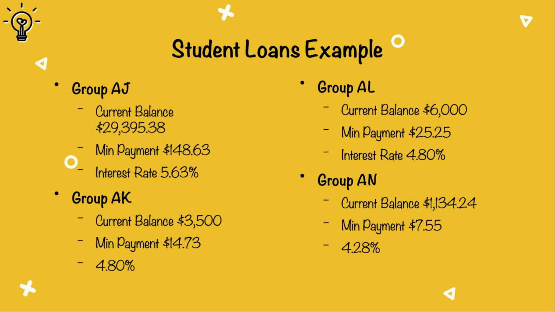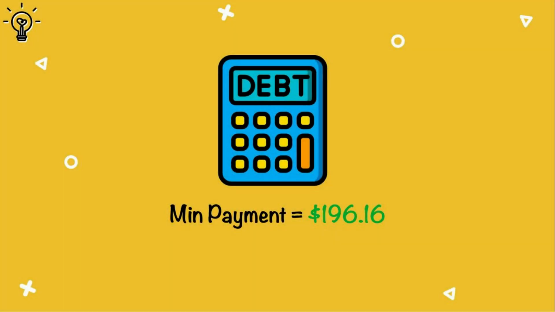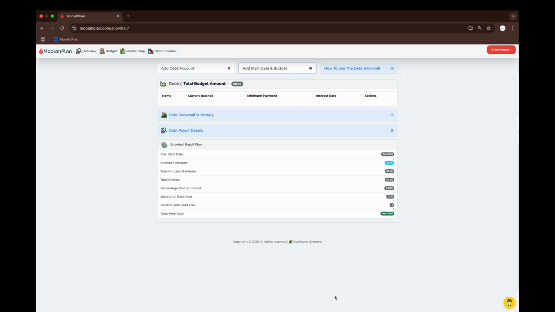Group AJ has a current balance of $29,395.38. Group AK has a current balance of $3,500. Group AL has a current balance of $6,000. And Group N has a current balance of $1,134.24. The minimum payments total $196.16. Let's see this in action.